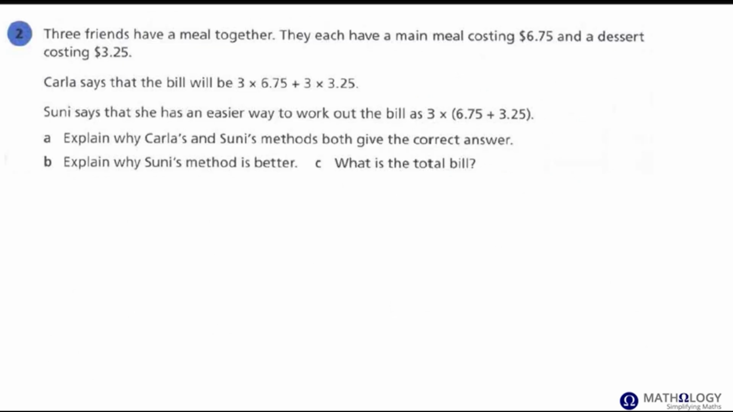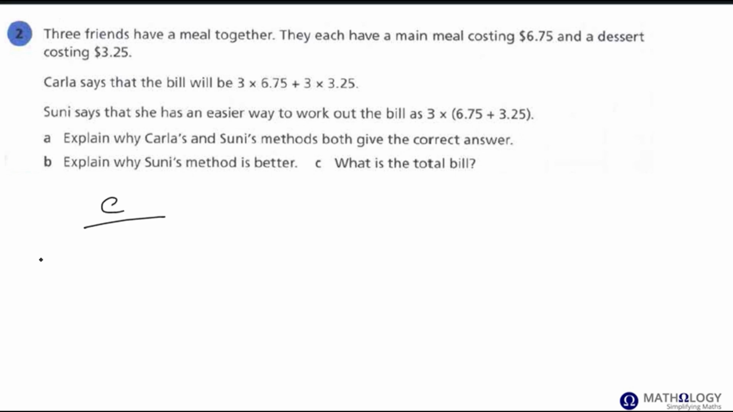3 friends have a meal together. They each have a main meal costing $6.75 and a dessert costing $3.25. Carla says that the bill will be 3 times 675 plus 3 times 325. Suni says that she has an easier way to work out the bill as 3 times 675 plus 325. Explain why Carla's and Suni's methods both give the correct answer.